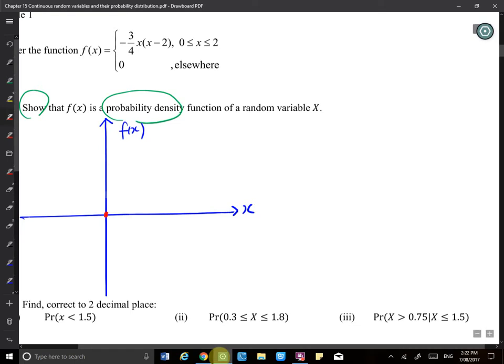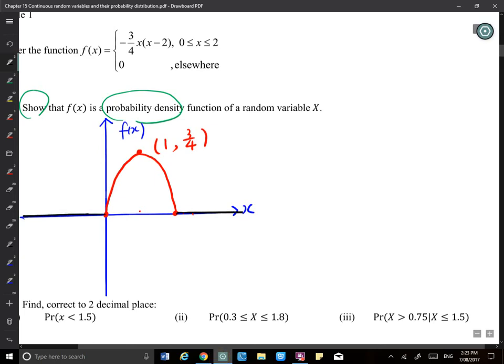I'll have an x-intercept at 0, and an x-intercept at 2. And I have a turning point at (1, 3/4). And the other parts are 0 and 0.